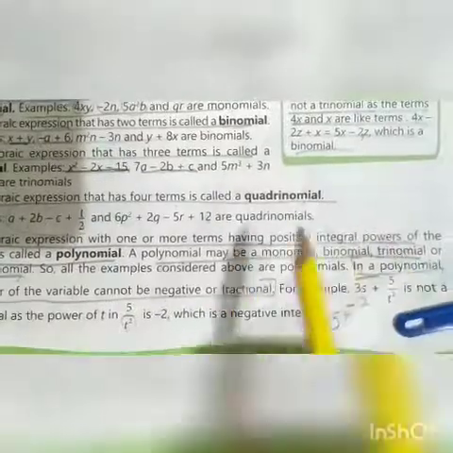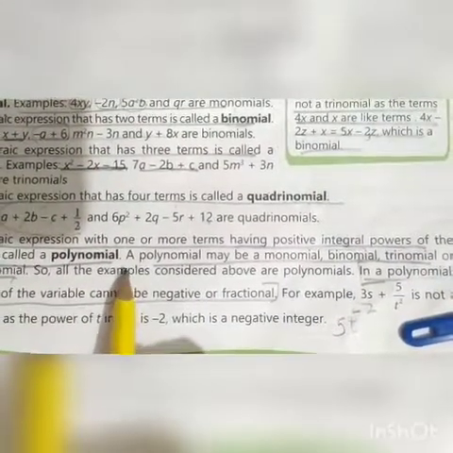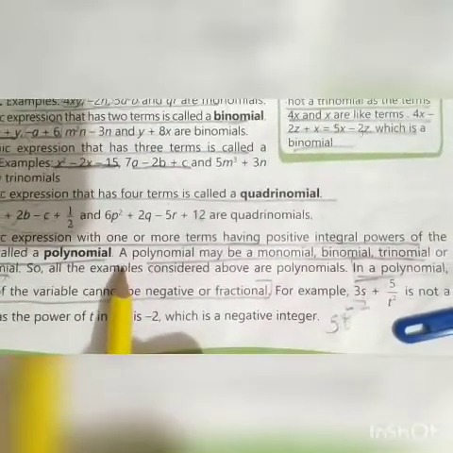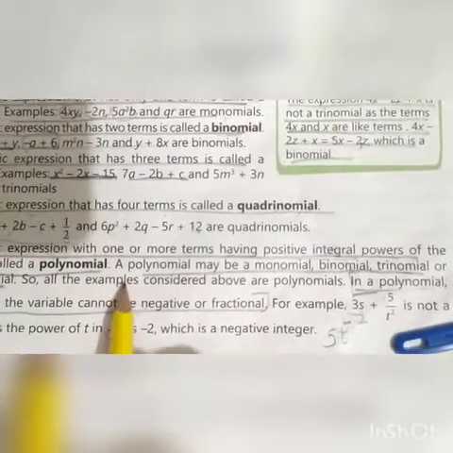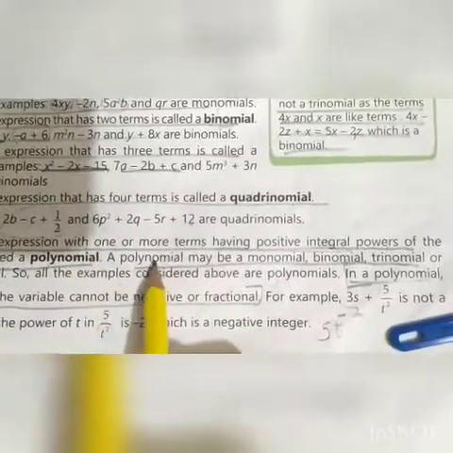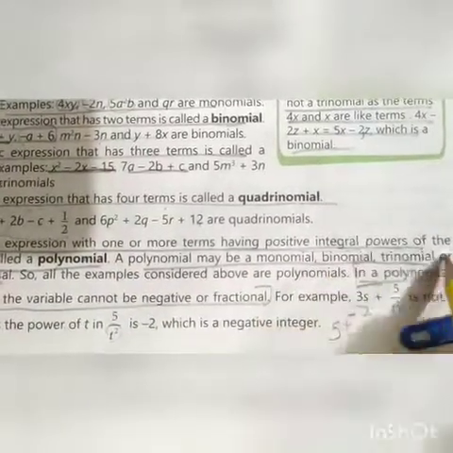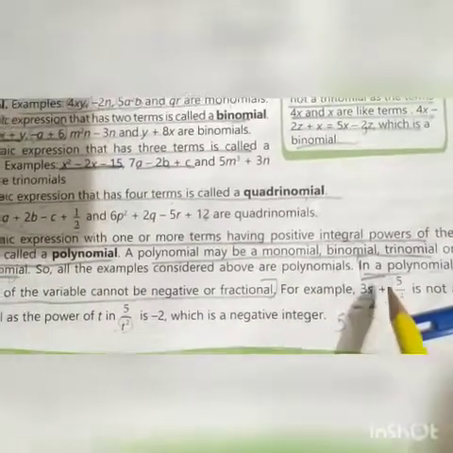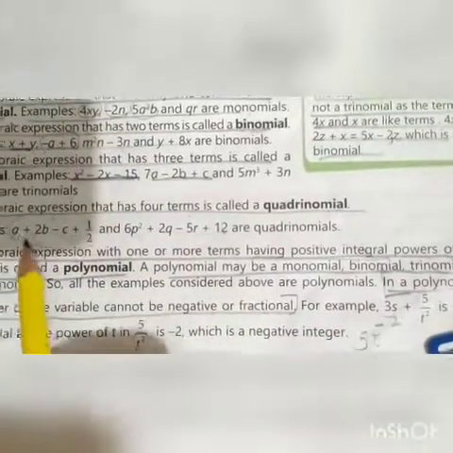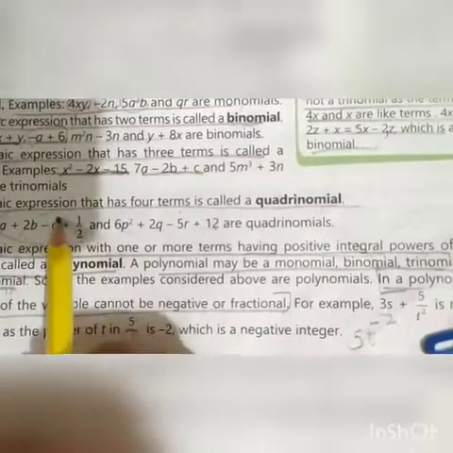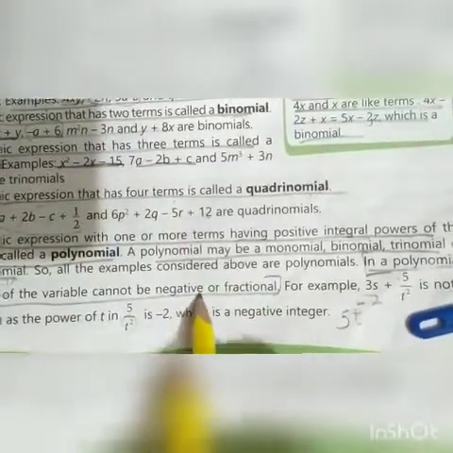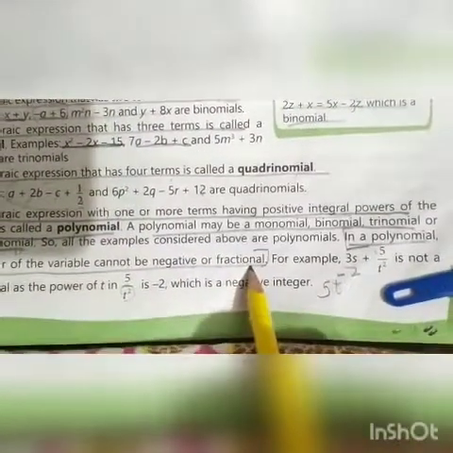Keep it in your mind, if in an algebraic expression powers are positive, all powers are positive, then it is an example of polynomial. But if it has negative powers, then it is not a polynomial. See, a polynomial may be a monomial, binomial, trinomial or a quadrinomial. But in a polynomial, the powers of the variable cannot be negative or fractional. Here the powers, this is power 1, 2p power 1, c power 1, p power 2, q power 1, all are positive powers. If powers are negative or fractional, then it is not an example of polynomial.